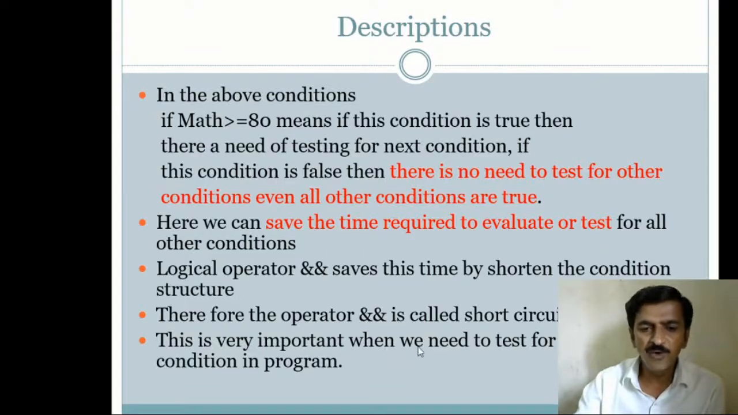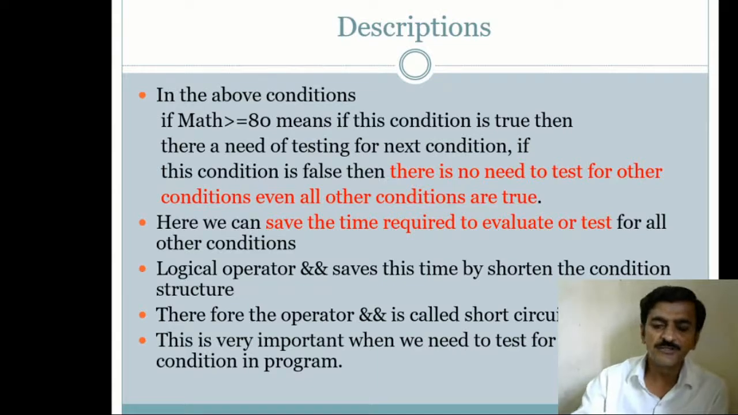And this is very important when we need to test hundreds or thousands of conditions in a program. Again, we need to save the time spent testing unnecessary conditions. If one of the conditions is false, then there is no need to test the other conditions, because the result will be false if one of the conditions is false in the case of AND.